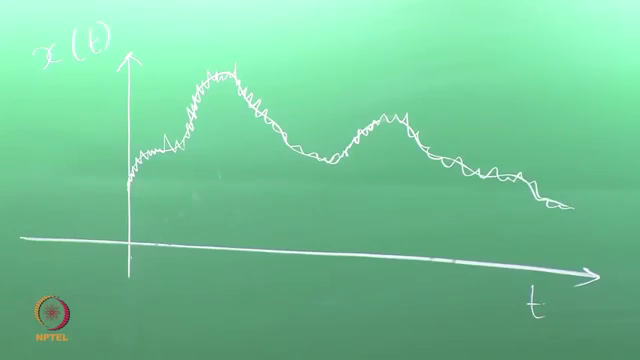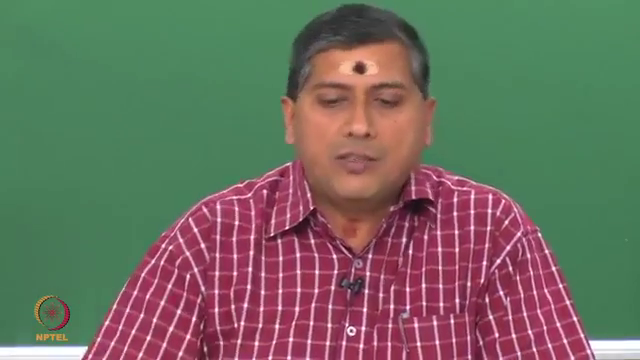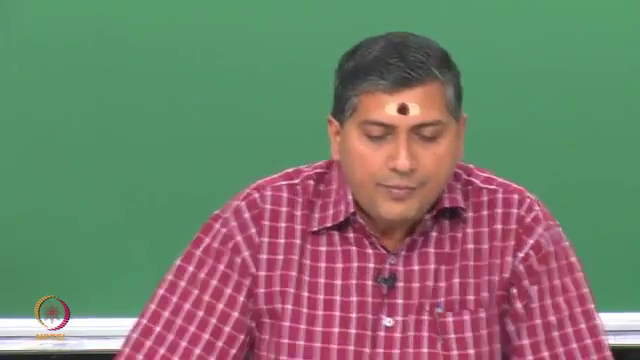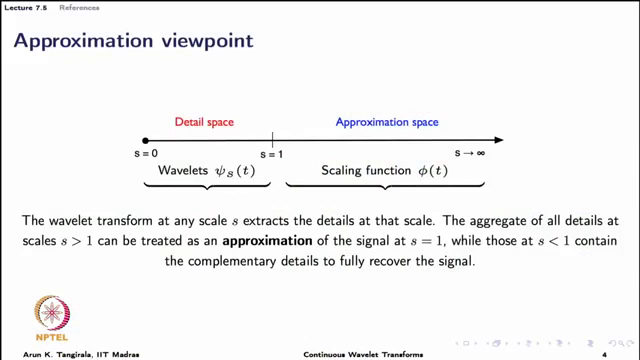So, the approximation space is spanned by scales greater than 1, that is at coarser scales, and the details space is spanned by wavelets at finer scales, right, relative to the approximation, of course. So, that is the basic idea and the basic purpose of introducing a scaling function. Now, the question is, how do we do this mathematically? So, we have hopefully understood why we want this scaling function.